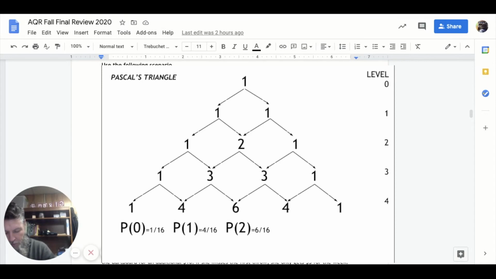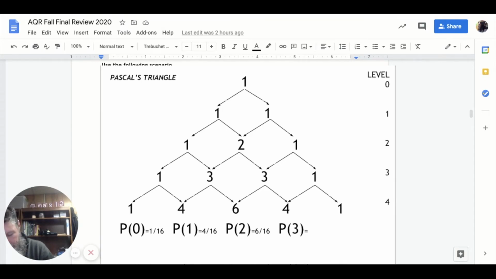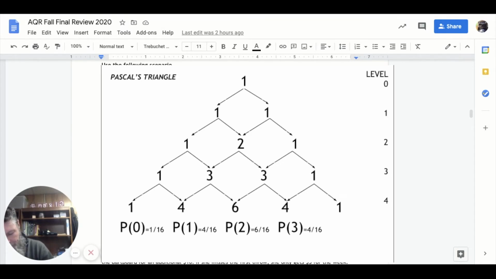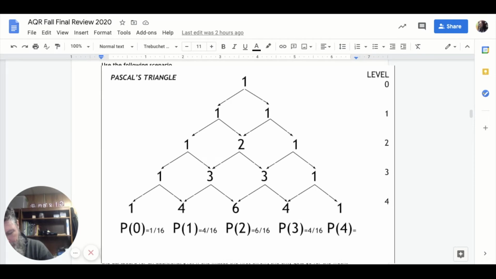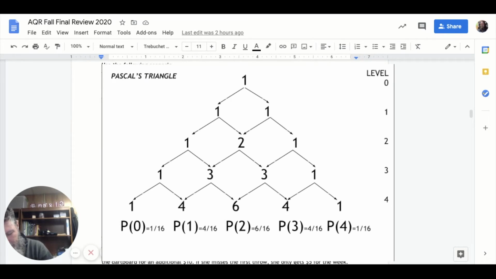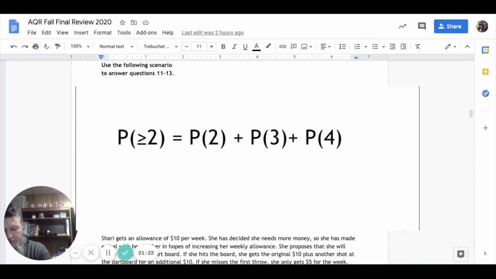So what's the probability of winning 3 games? That's 4 out of 16. And the probability of winning all 4 games is 1 out of 16. Now, remember, we're basing this on all things equal. What we want to understand is only these are the ones we need to worry about, okay? So we just have to add those together.